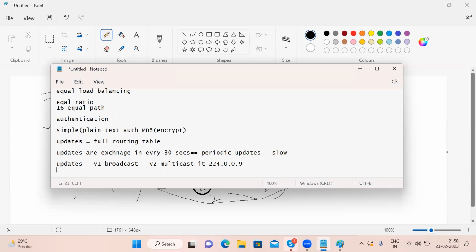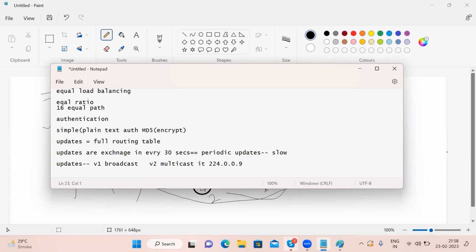Now, what exactly does it mean? Broadcast, multicast. What does broadcast mean? Broadcast means send to all. Whoever is connected will accept it, because it is a broadcast packet. What does multicast mean? I have a question.